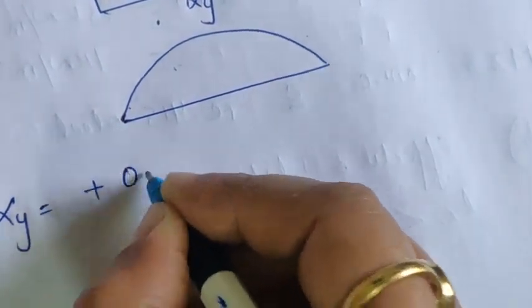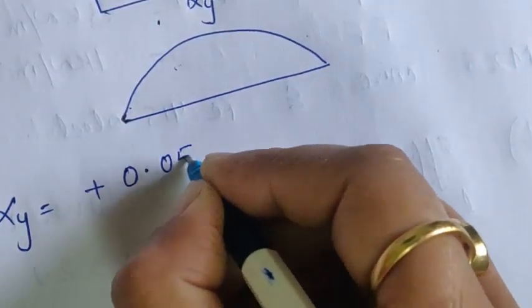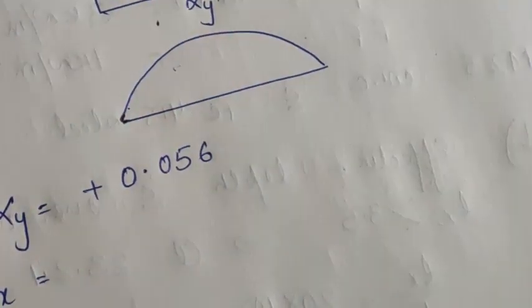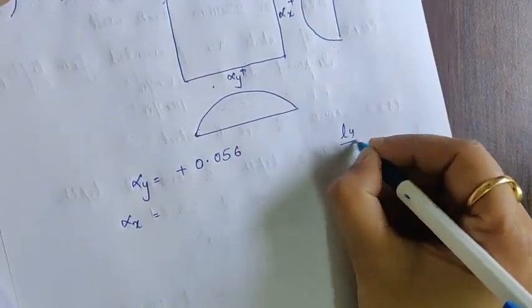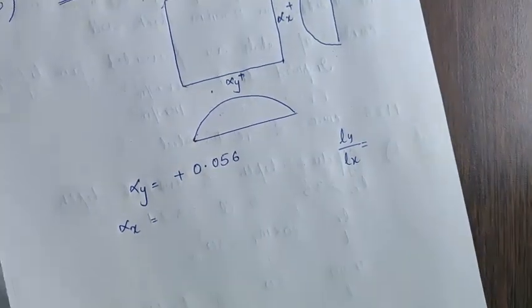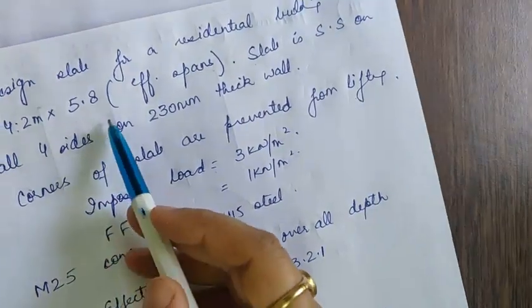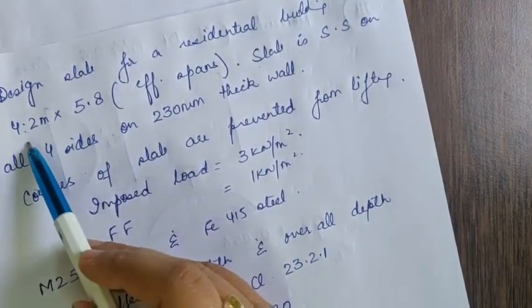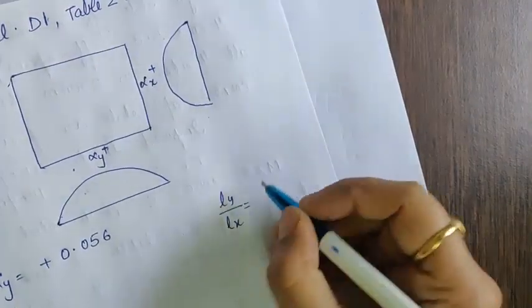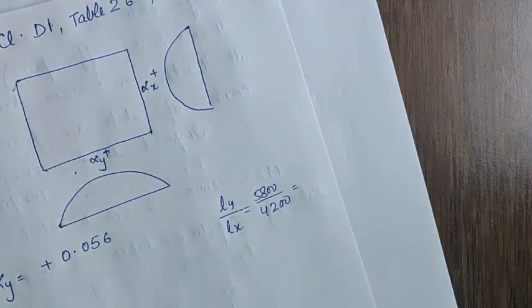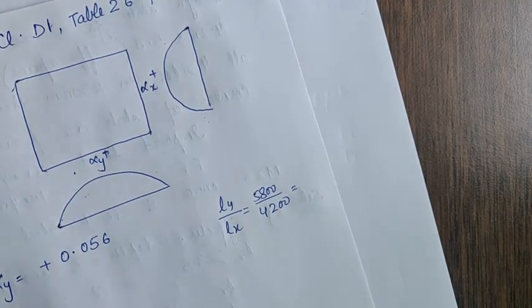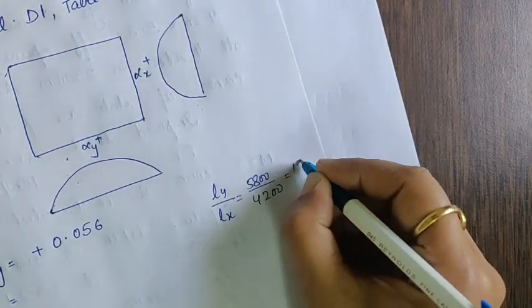Alpha y is plus 0.056. For alpha x, we need to find out the value of Ly by Lx. Ly in this case is 5800 and Lx is 4200. So I'll be dividing 5800 divided by 4200. So this value is coming out to be 1.38.